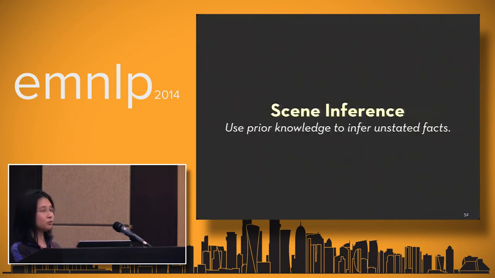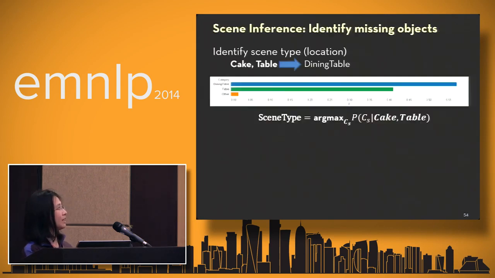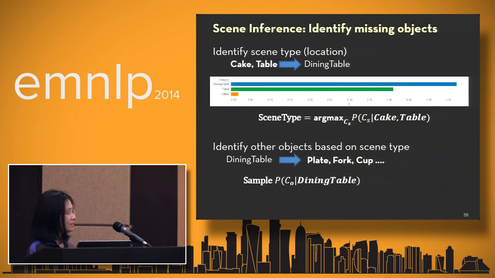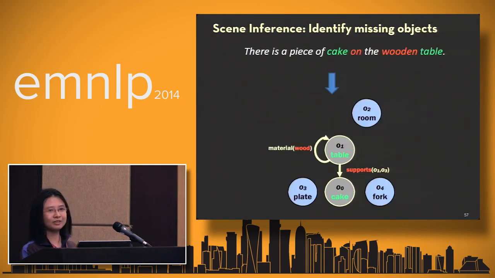So this information, once we've gathered these priors, we can now use it in our scenes to infer unstated facts. And so now we're going to see how we can do that. First, we want to identify missing objects. And to do this, we basically just take our probability and use Bayes' rule, flip it around to figure out, okay, we have cake and table, what is our scene type? We'll just take the maximum, and that gives us a dining table. And based on the scene type, then we can identify plausible other objects, such as plate, fork, cup. And so now we just add some objects that are likely to occur.